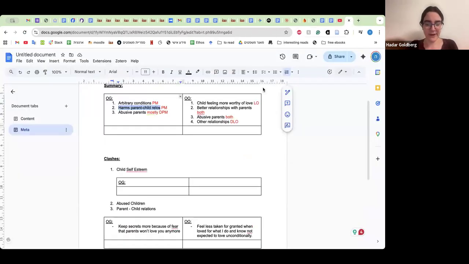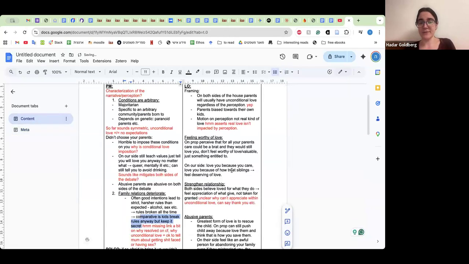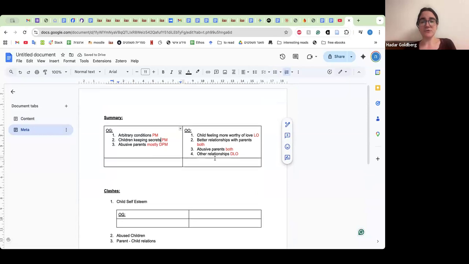Yeah, I could equally write children keeping secrets for the summary part, that is fine, that is equally useful. And so on and so on. Whenever anyone says something, I'm just looking through what the bottom line is, I write it here. And that is usually relatively straightforward. Is there a question on this process?